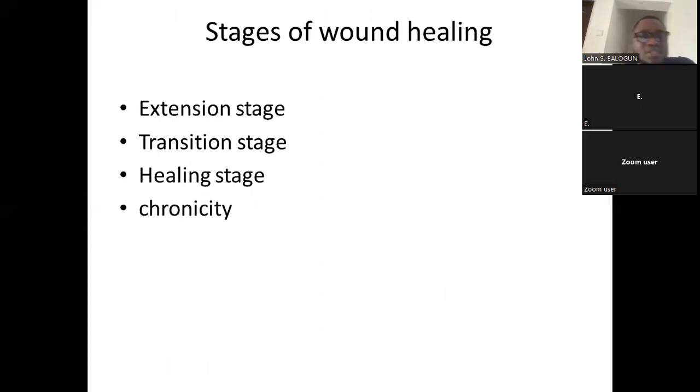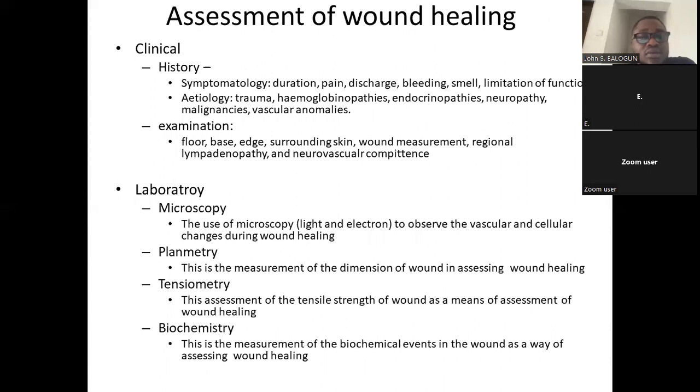Stages of wound healing may not come out in your exam, so I'll leave that. Then again, how will they measure tensile strength? Measurement of tensile strength, again, has come out before, and can be done via the following processes: microscopy, planimetry, tensimetry, biochemistry. They may not ask you to explain it, but just know that they may come out as options, which of the following can be used to measure tensile strength.